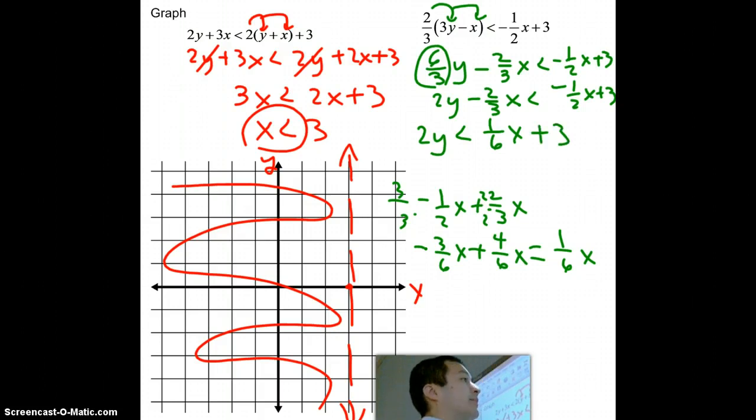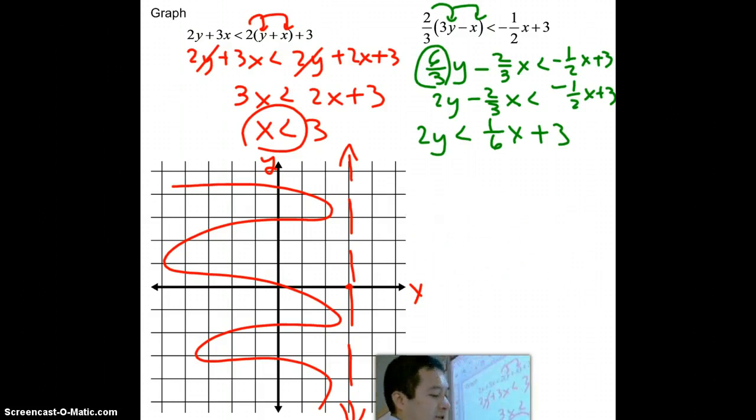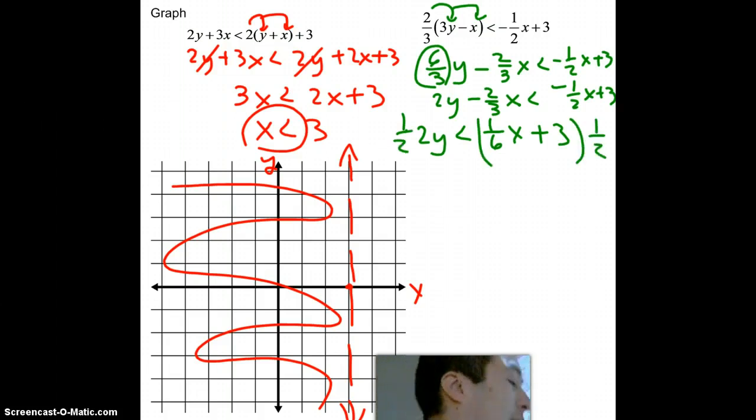So this becomes 1 over 6 x plus 3. Alright, let me double check that. It looks fine before I erase it. I know I'm going a little quickly. I'm trying to rush the time. So if you see me make a mistake, just let me know. Now I could divide by 2. Do I want to divide by 2? No. I want to actually multiply everything by 1/2. So that becomes y is less than 1 over 12 x plus 3 over 2.